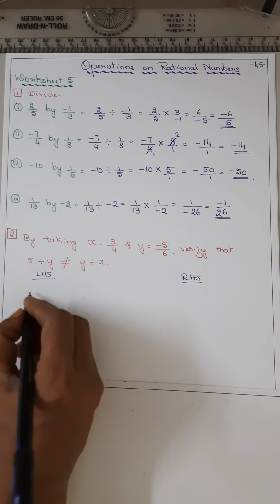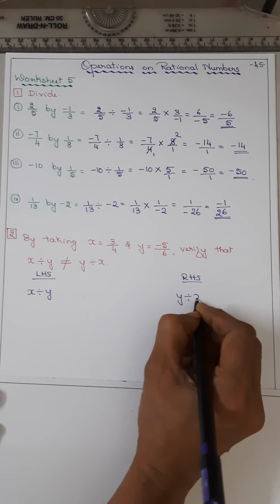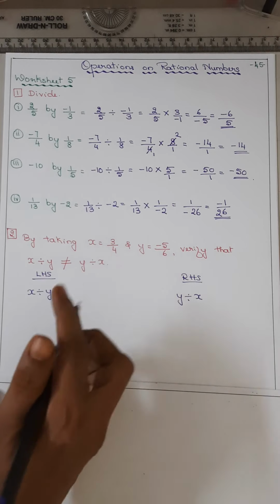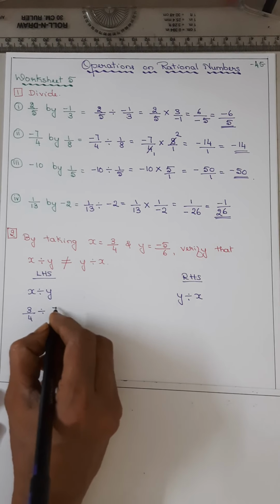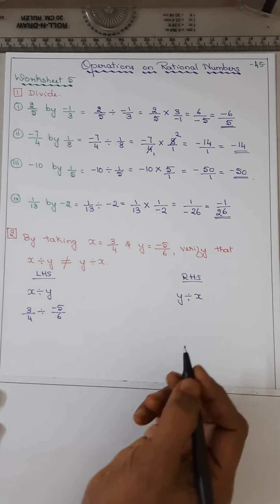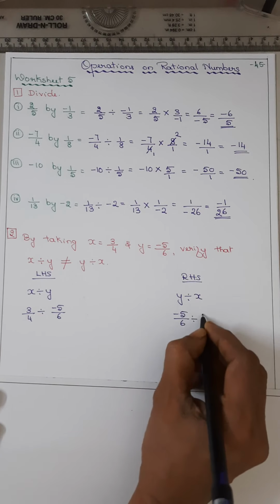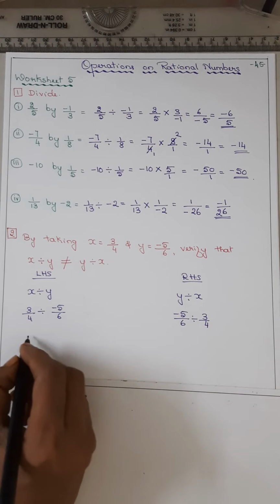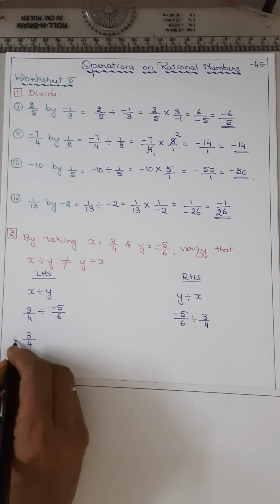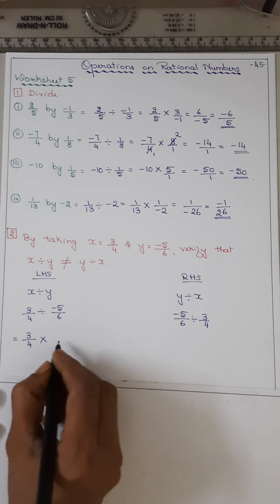In LHS it is x divided by y. In RHS it is y divided by x. So put the values. It is 3 by 4 divided by minus 5 by 6. Here it will be minus 5 by 6 divided by 3 by 4. Now solve it. First write as it is, multiplication sign, isn't it? Now the reciprocal, 6 upon minus 5.